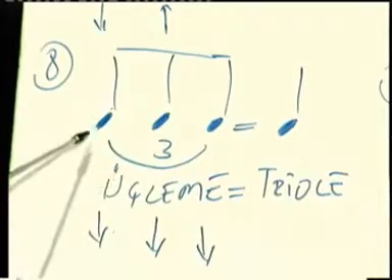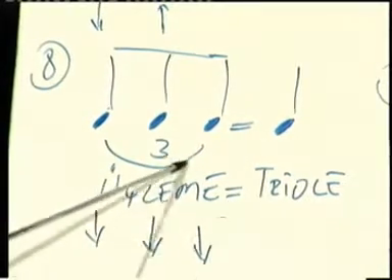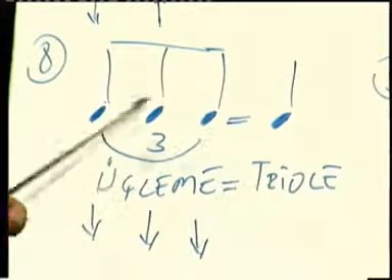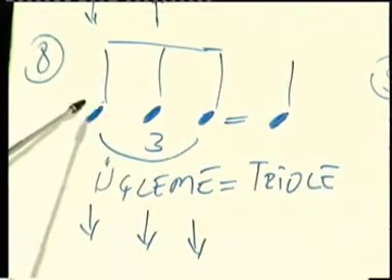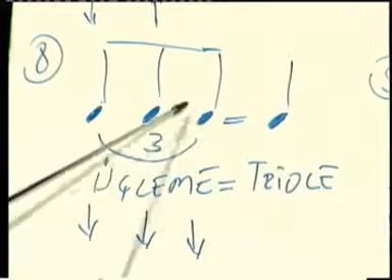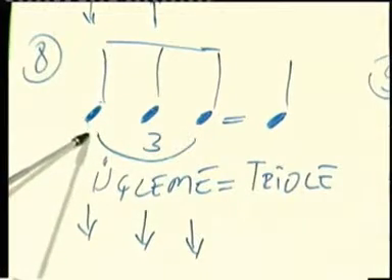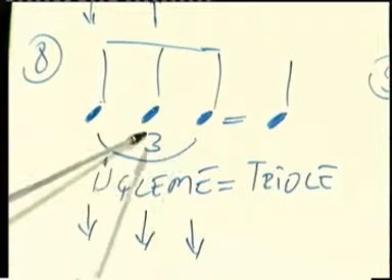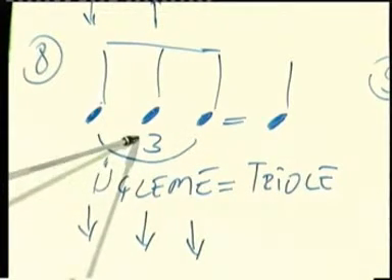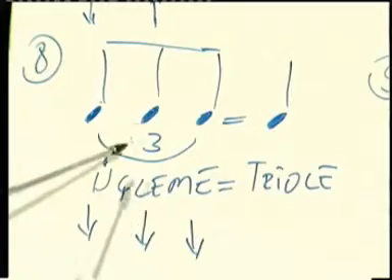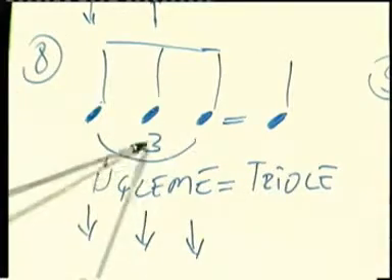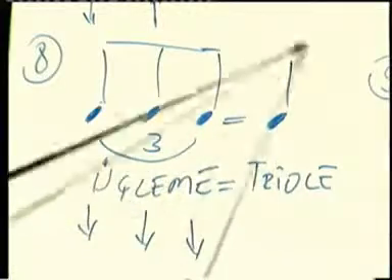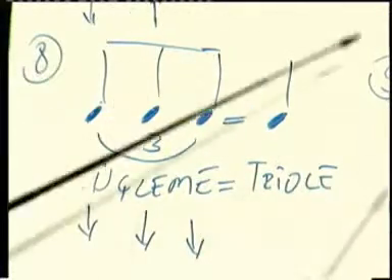Our eighth group's name is a triol. Here we have got 3 quaver notes. But as you can see, there is a connecting sign under it. And also a 3 is written in between. That is why this group is called triol. Again, the duration of this group is that of a quarter.